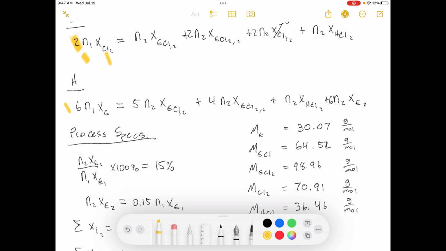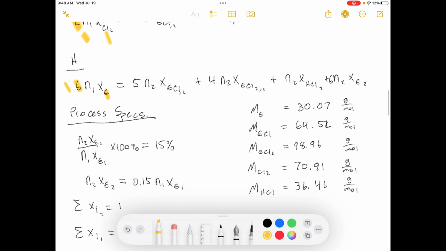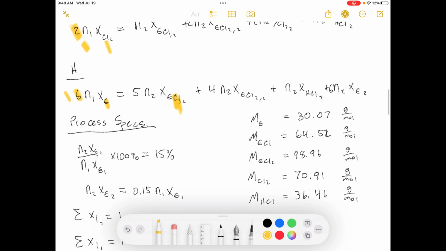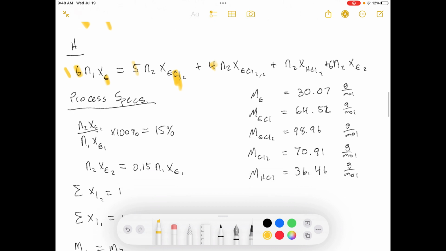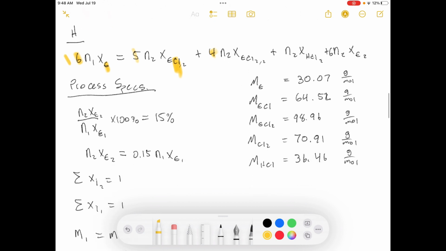Then for hydrogen, same thing. Every molecule of ethane has 6 hydrogens, so that's why you multiply it by 6. And then the same thing, this monochloroethane has 5. Dichloroethane has 4. Okay, and so on and so on. That's how you do those atomic balances.